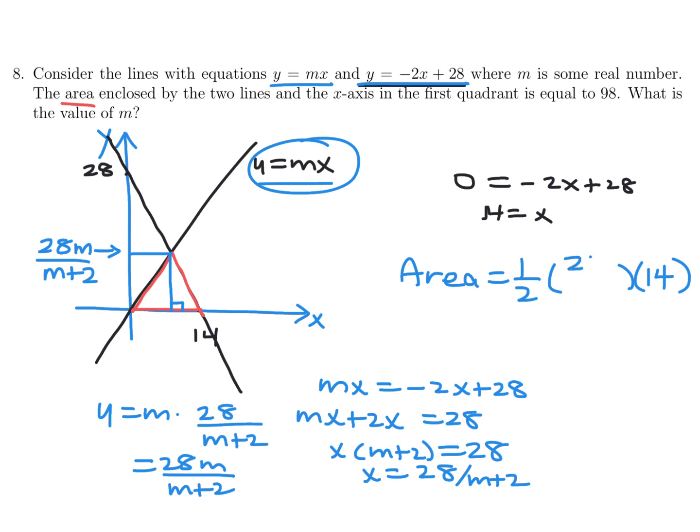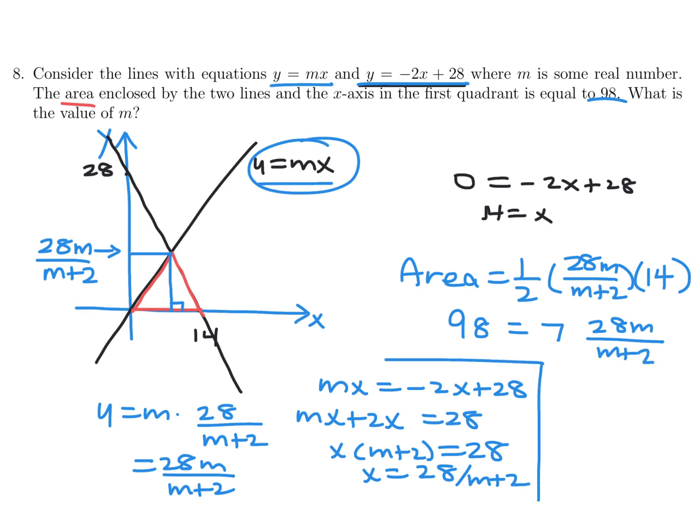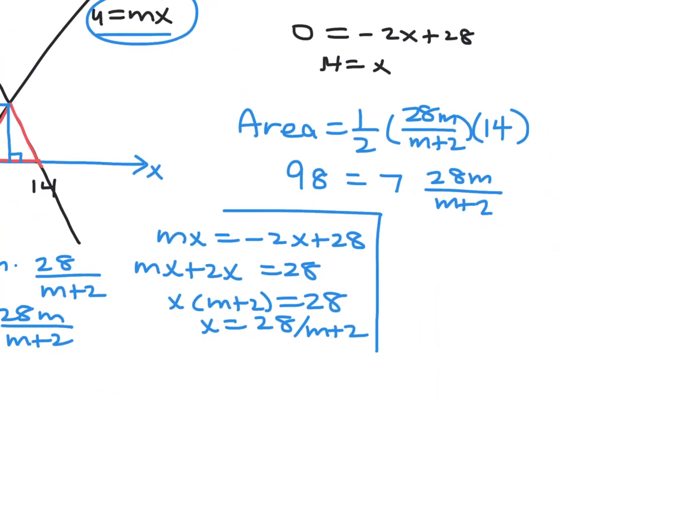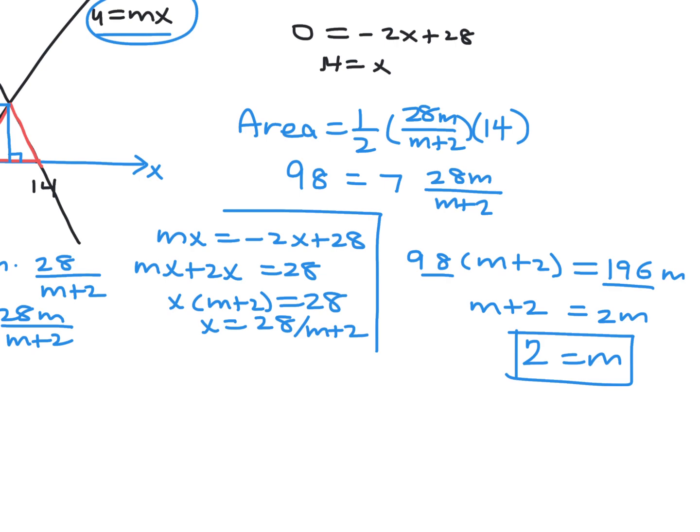So stick that in here, 28m over m plus 2, and they told me the area is 98. 1/2 times 14 is 7, so 98 is equal to 7 times 28m over m plus 2. Cross multiply: 98 times (m plus 2) equals 7 times 28m, which is 196m. The 98 goes into 196 twice, and therefore 2 is equal to m. Okay, that's it. m is equal to 2.